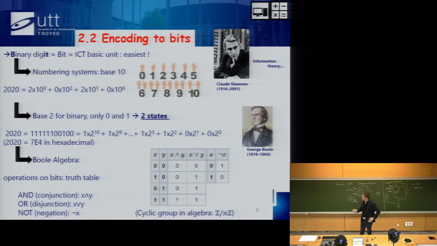And then from there you need to be able to encode, as I said. So you want to encode numbers, for instance. So here you have 2020, which is quite a memorable year, encoded in bits. So that's what it looks like. So you can see you have a series of powers of 2. So 1 times 2 to the power of 10 plus 1 times 2 to the power of 9, and so on, up to 0 times 2 to the power of 0, which is 1.